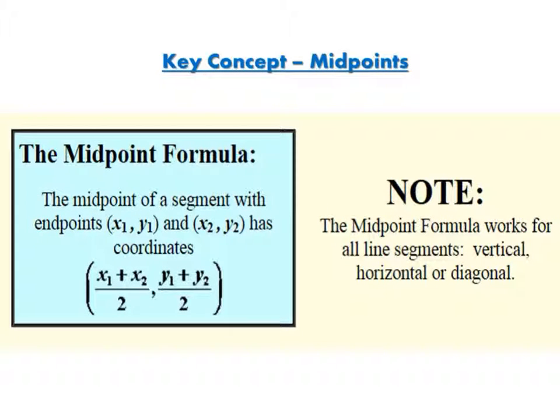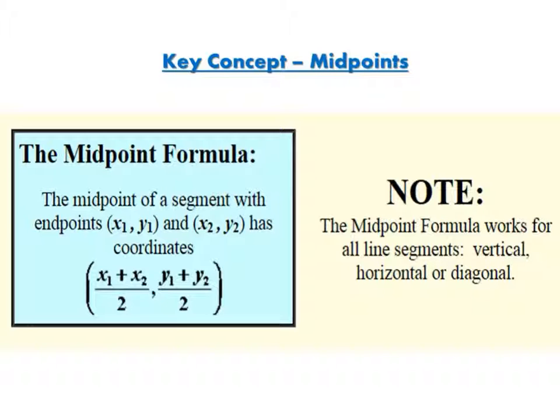The midpoint of a line segment is the middle of the line or the center of 2 points on a line segment. The midpoint formula works on all line segments, whether they are vertical, horizontal, or diagonal.